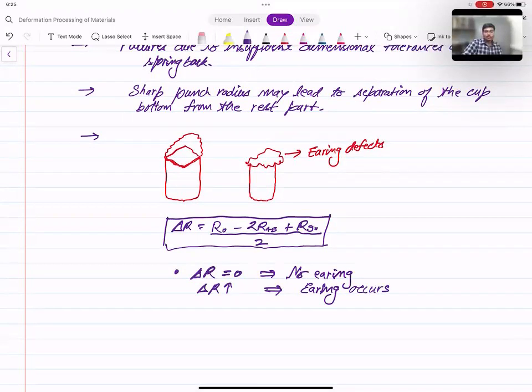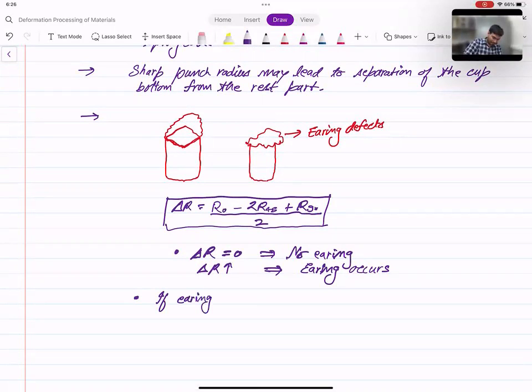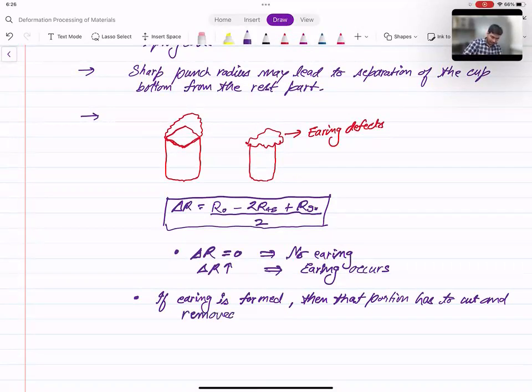And as I mentioned, if earring is formed, then the portion where earring is formed has to be cut and removed. Nothing can be done. So this was regarding the planar anisotropy and some of the defects which are observed during the deep drawing operation.